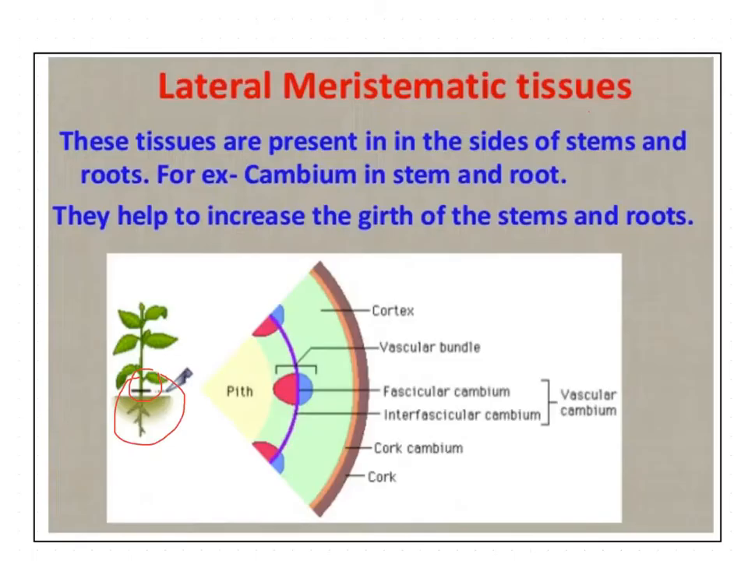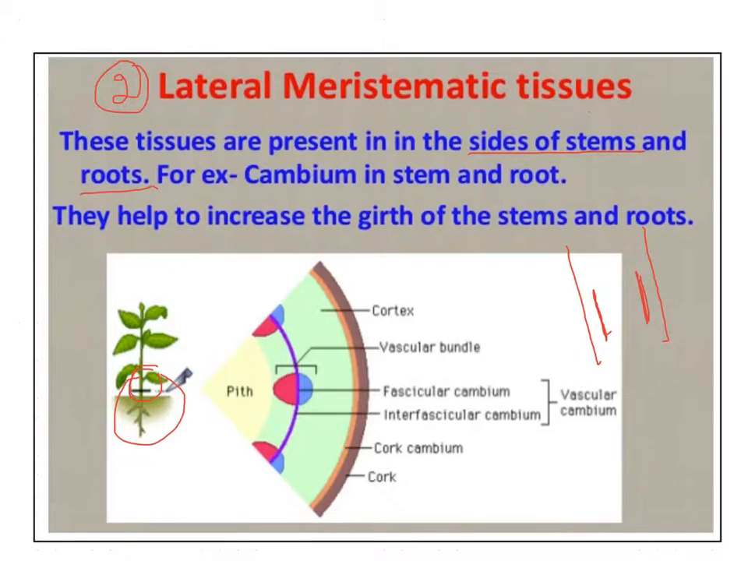Now second that we have is the lateral meristematic tissue. Second tissue is referred to as lateral meristematic tissue. Now if you remember in the previous picture I have shown you that your lateral meristematic tissue is present on the sides of the stem. ये stem के sides में present होता है. So it is present at the sides of the stem and second at the roots.